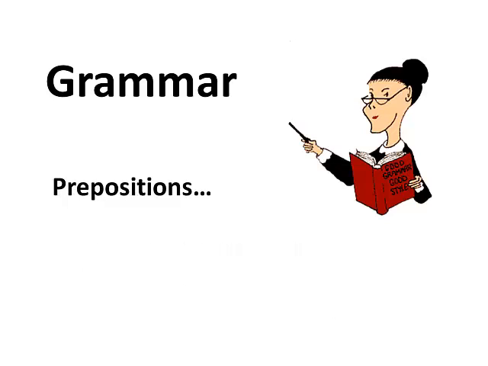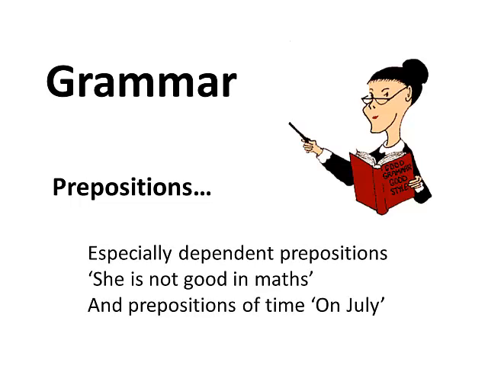Prepositions are another area of great difficulty for learners, particularly prepositions that are dependent on other adjectives or verbs. For example, she's not good at maths. This is a common problem, not to know which one's necessary. And prepositions of time, they're confusing too. In July, but on the 3rd of July, for example. Note that prepositions of location, it's on the table, it's under the table, aren't so difficult. It's more these dependent prepositions that are a problem, because although there are rules, there are many of them.